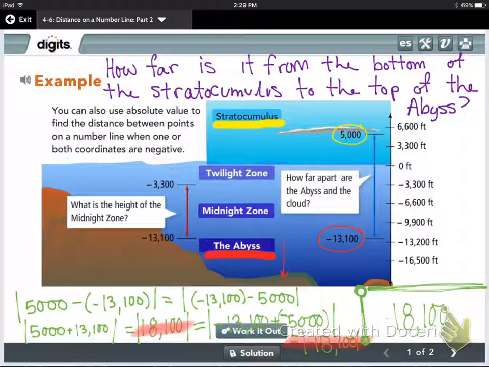18,100, okay? So that's why it works for both of them, because you're looking at the difference, the number of spots between them on the number line. So let me prove this to you using the number line. Let's start at the top.